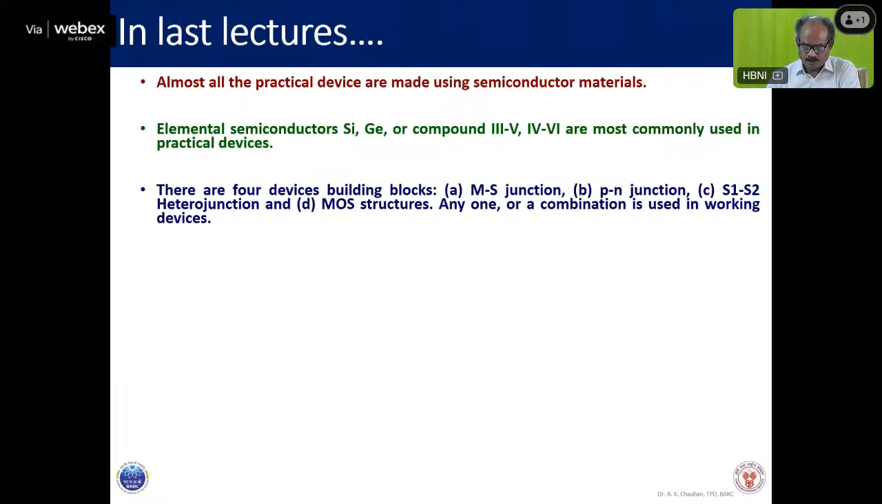Then we also know now that there are 4 device building blocks. One is the metal semiconductor junction, then PN junctions, then when 2 different kinds of semiconductors having different band gaps are joined, it is called a heterojunction. And then the 4th building block is MOS structures. In devices, any one or a combination of these building blocks is used.